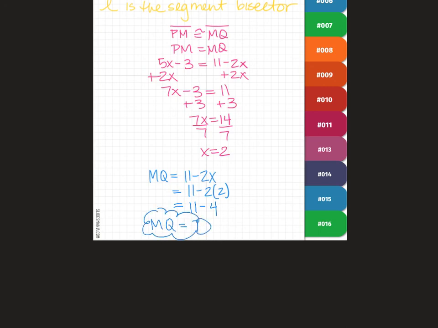And now I'm done because I've done what the directions have asked me to do. And that's a 7. All right.